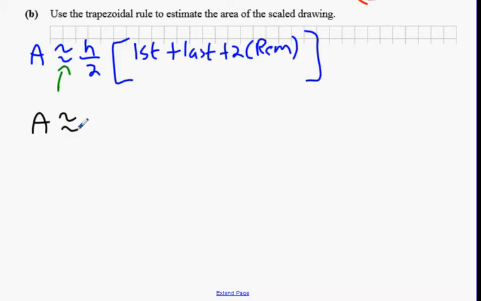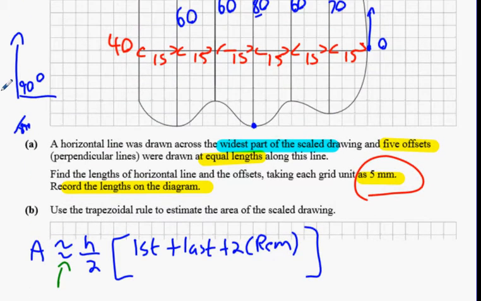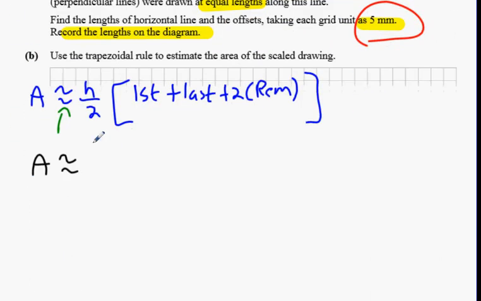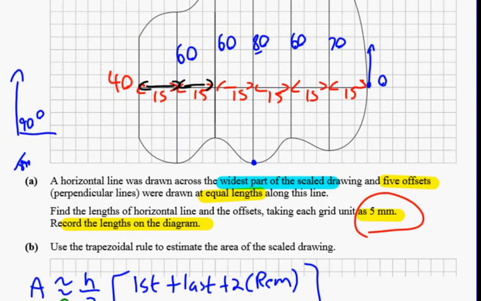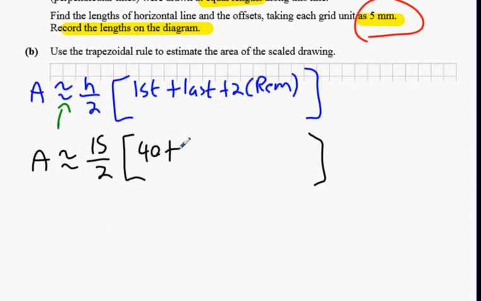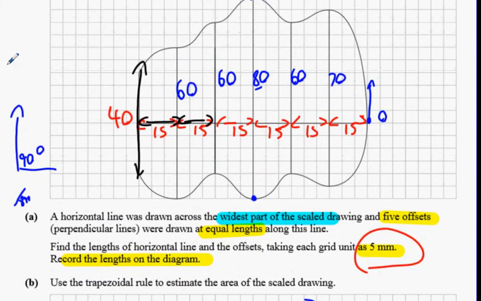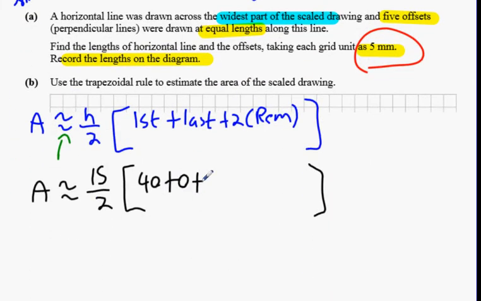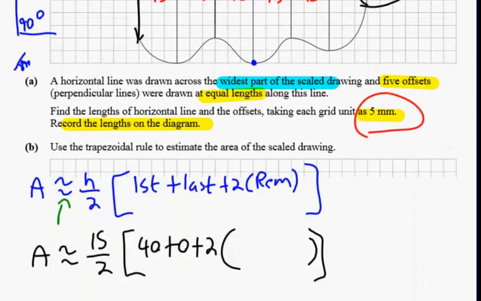Therefore, what's your H value, Mick? The width of the interval. As in, what's the width of each one? 15 is the H value. What's the first height, from here to here? 40. What's the last height? It's what we discussed earlier. 0. What's 2 times the remaining? What are the remaining ones? I haven't taken them into account yet. 60, 60, 80, 60.